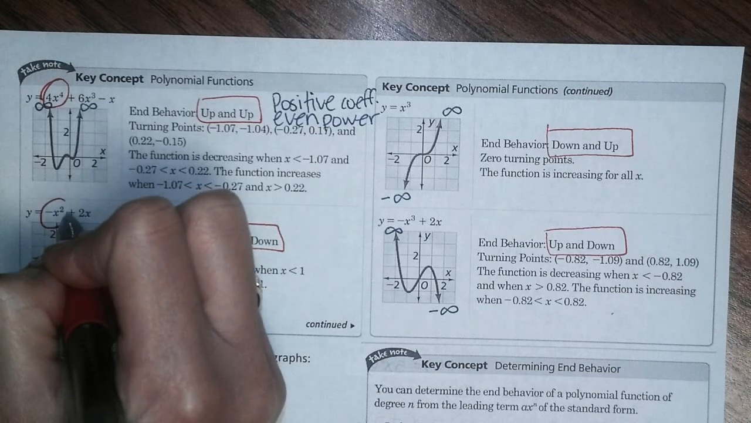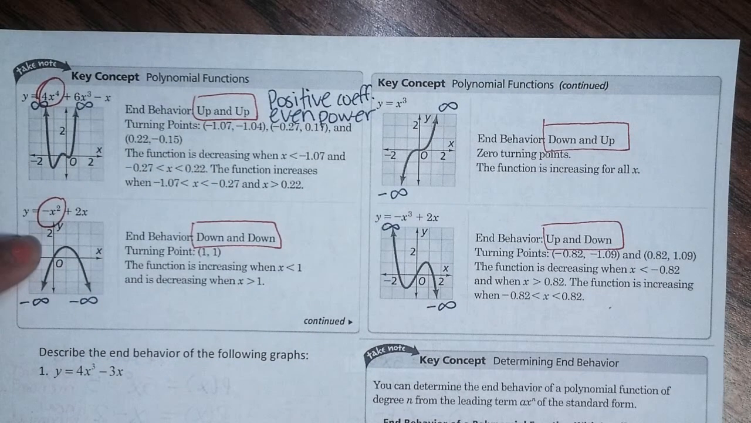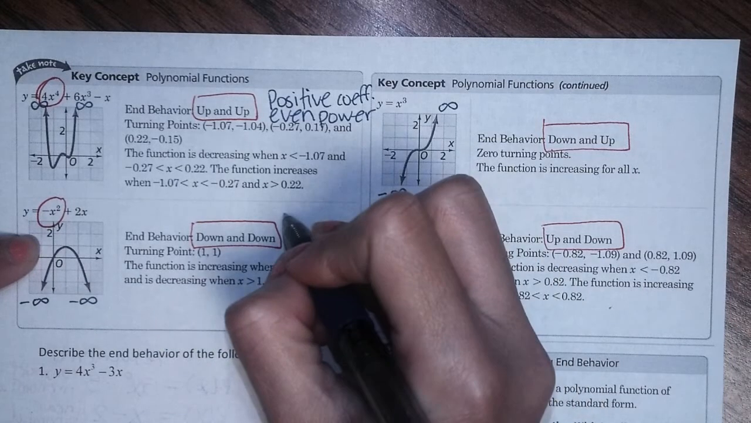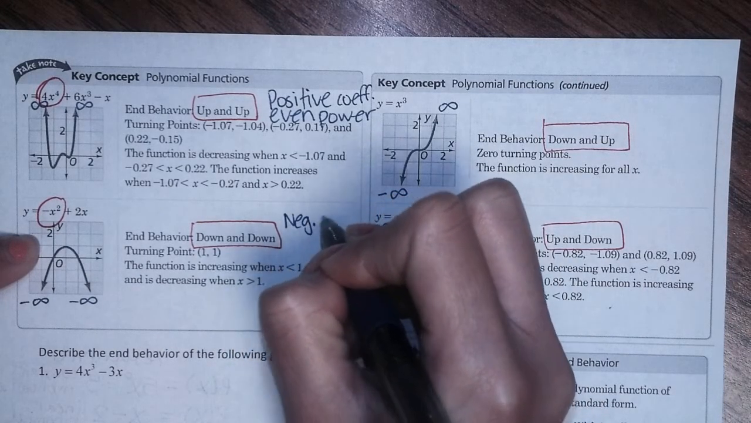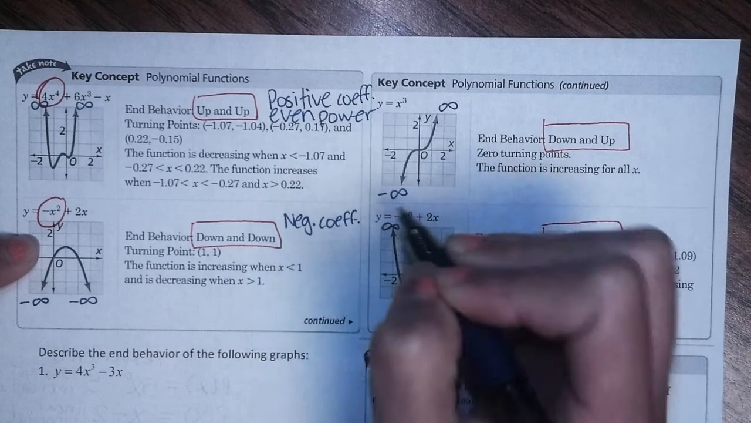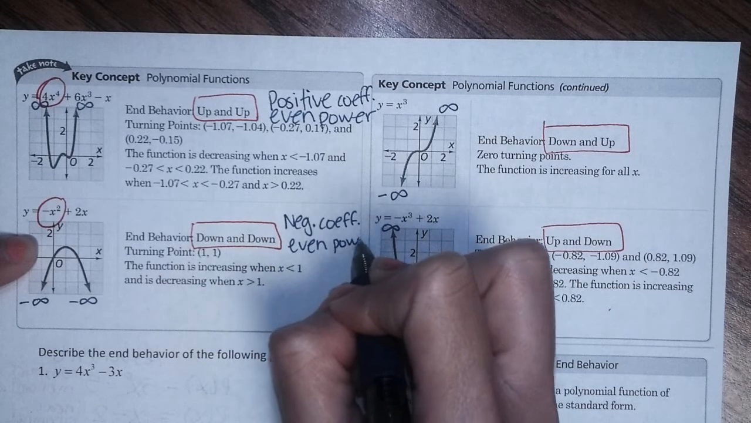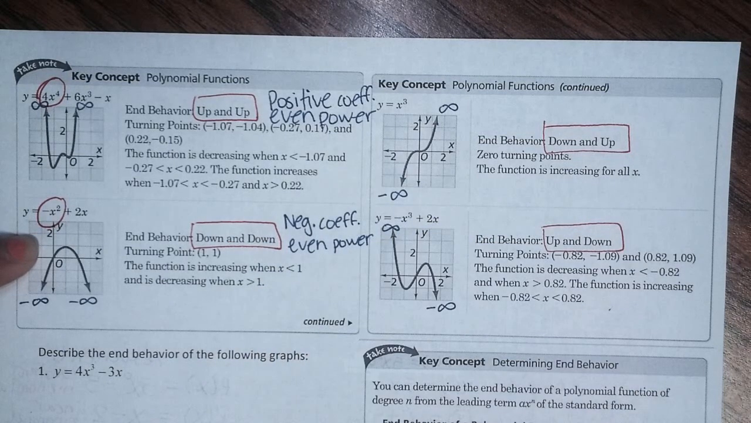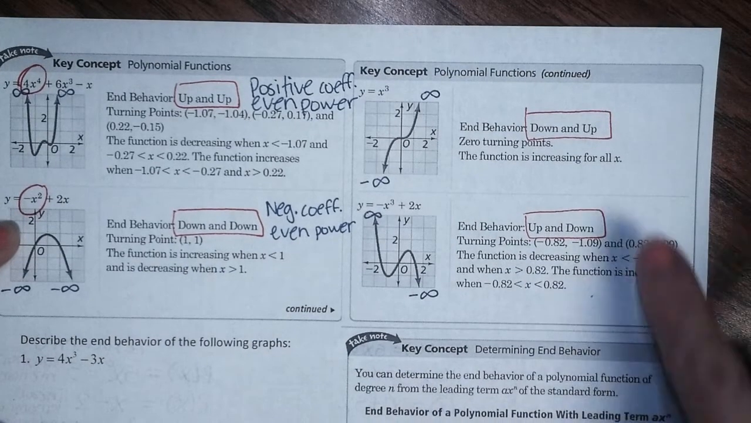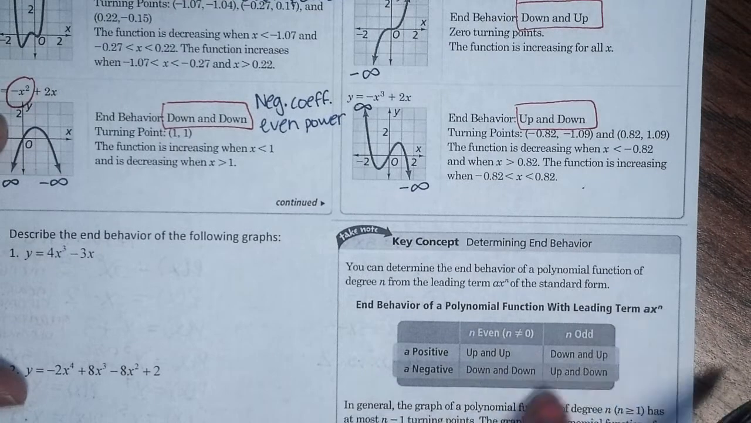Next one, let's find the leading term here. The one with the highest exponent is the negative x squared. So here your coefficient is negative, but your power is still even. Those will always have a down, down behavior. So if your leading term has a negative coefficient with an even power, those will always be called down, down behavior. Okay, let's try the other two, but basically we're making this chart right here.